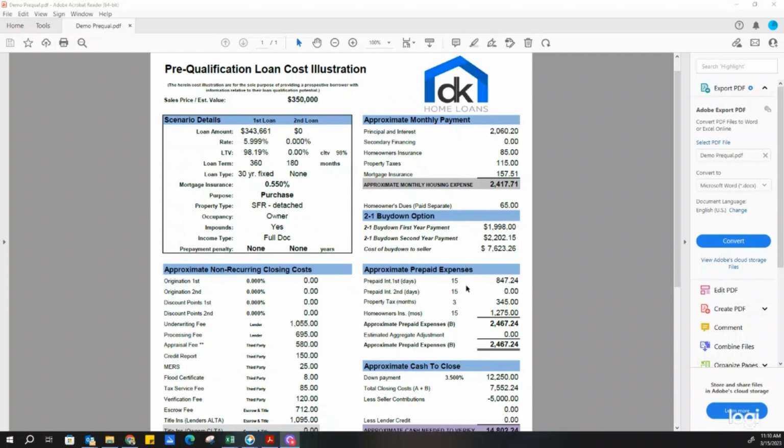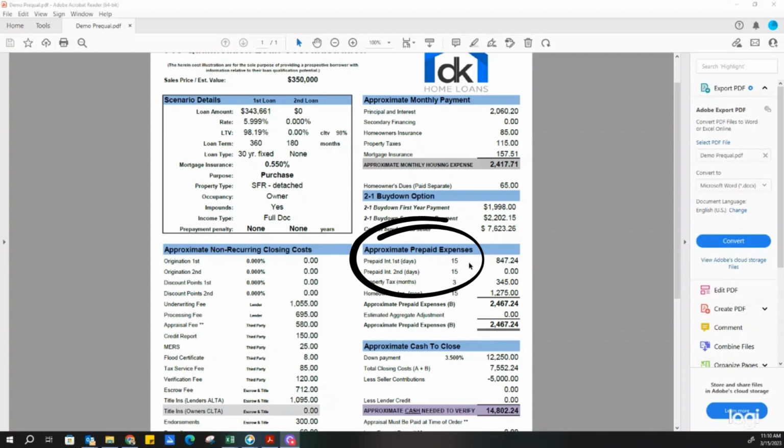Now the next box is approximate prepaid expenses. So this number right here, prepaid interest, we're showing you 15 days worth of interest. You might close at the end of the month. So let's say you close out on March 31st. You're only paying 1 day of interest, but that's going to be much cheaper than $847.